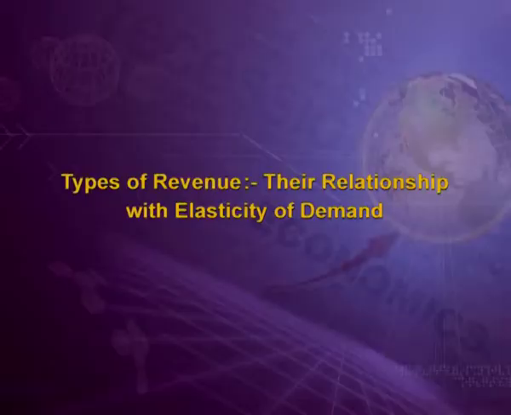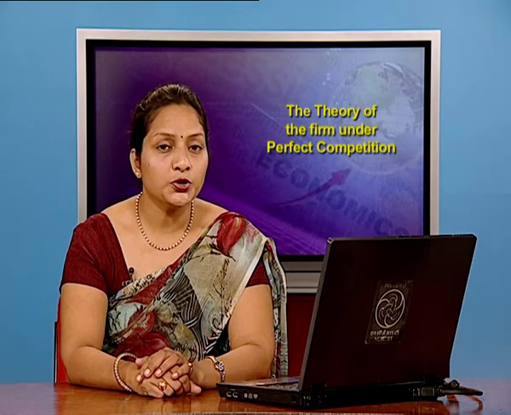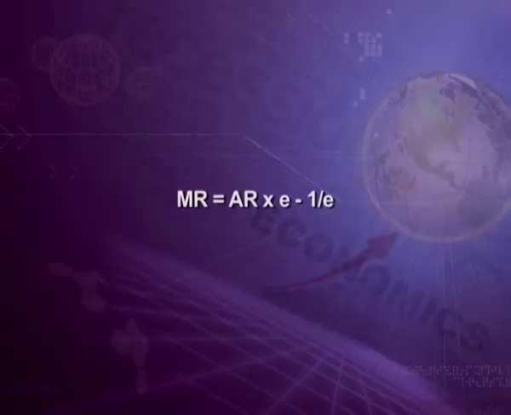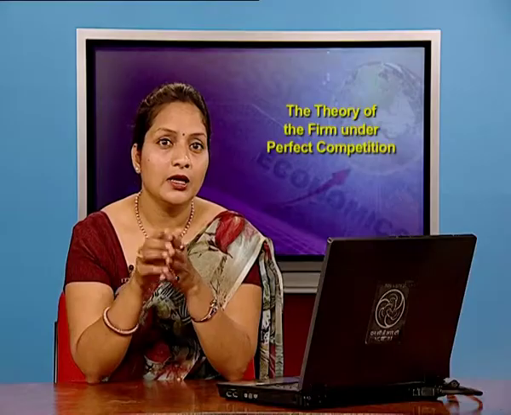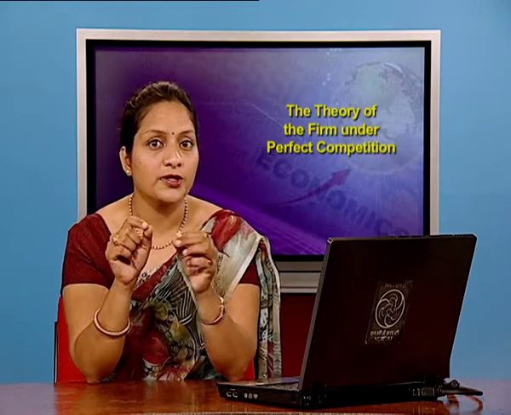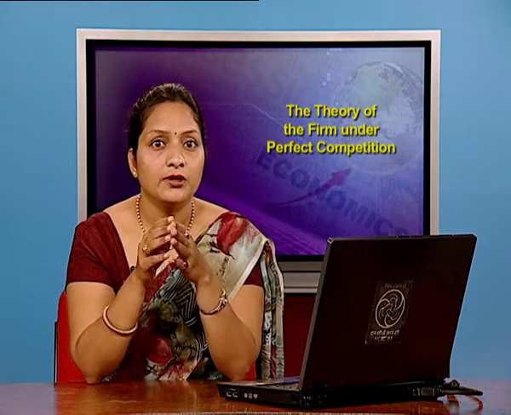In our last lecture, we discussed the concepts of total revenue, average revenue and marginal revenue. Today we are discussing their relationship with elasticity of demand. The formula showing the relationship between all these is: marginal revenue equals average revenue into (E minus 1) upon E. In this formula, E shows price elasticity of demand.